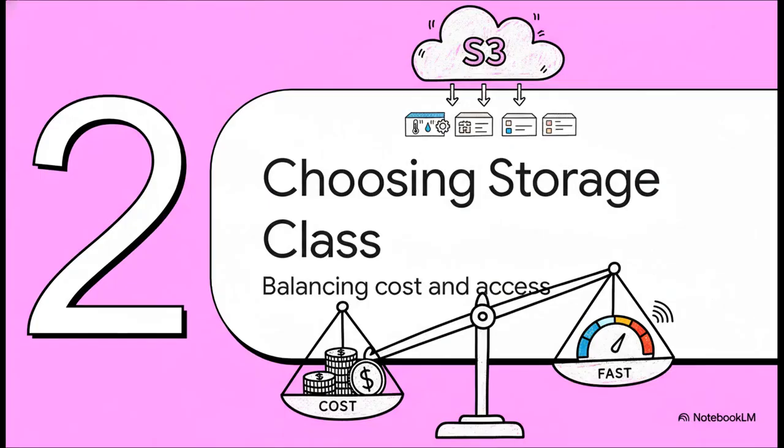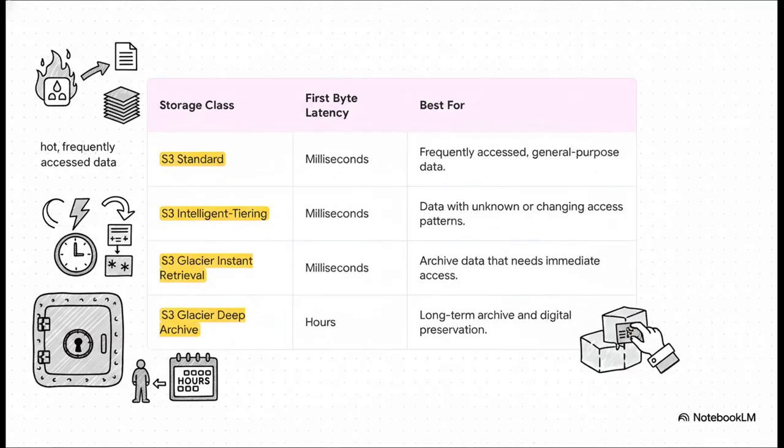Okay, this next part is where you really start thinking like an architect. It's all about balancing that critical trade-off between cost and performance. I mean, you definitely don't want to pay for super fast access to data that you only look at once a year, right? And that's exactly what S3 storage classes are for. This table lays it all out beautifully. You've got S3 Standard, which is your go-to for hot data that you're accessing all the time. But if you have no idea how often data will be accessed, Intelligent-Tiering is a total game changer. It just automatically moves your data to the right tier for you, saving you money.